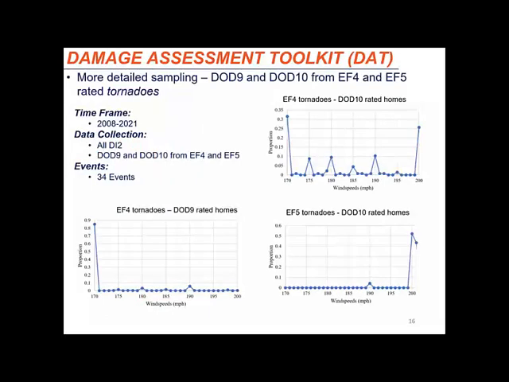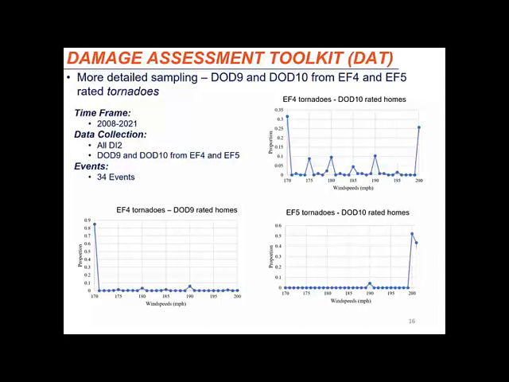Thanks, Zach. So Zach mentioned that we looked at DI2 specifically and looked at each DOD and really tried to understand the DOD to wind speed relationship. From the initial sample, what we found is that all DOD 10s that we sampled had estimated wind speeds of 200 miles per hour or less. So when it comes to the modeling part, we really wanted to get a more detailed sample at the higher end of both the tornado ratings and the DOD.